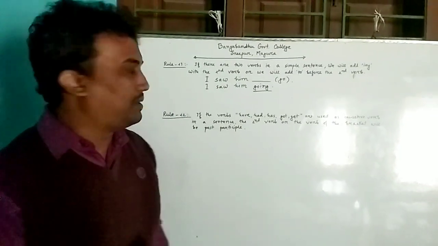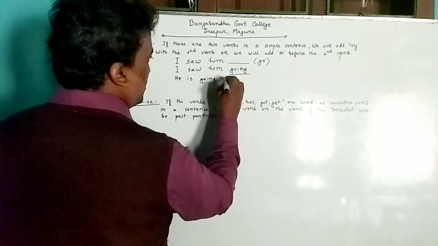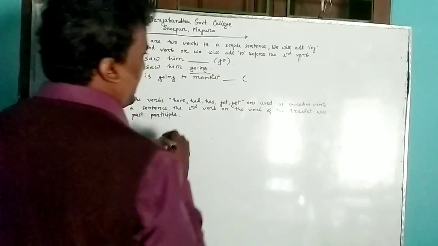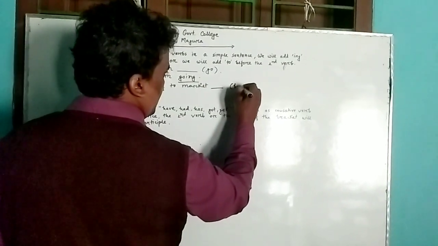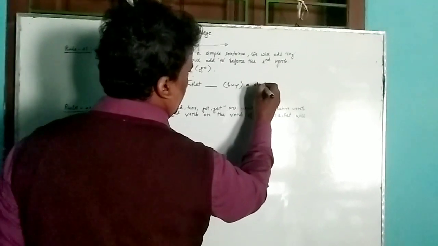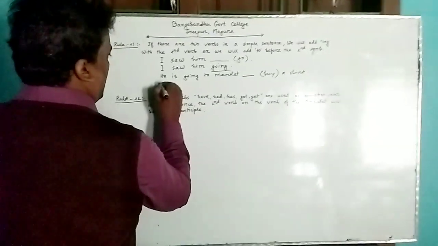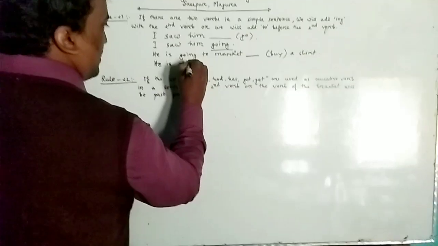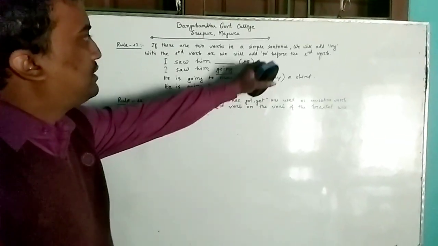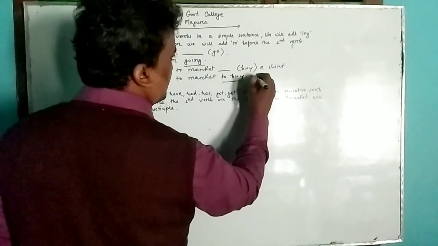So let's see another example. He is going to market, a gap, and in the bracket there is another verb, that is buy a shirt. So what will be the correct answer in the gap? You can write in this way: he is going to market to buy a shirt. So we will add to before the second verb, to buy, right? A shirt.